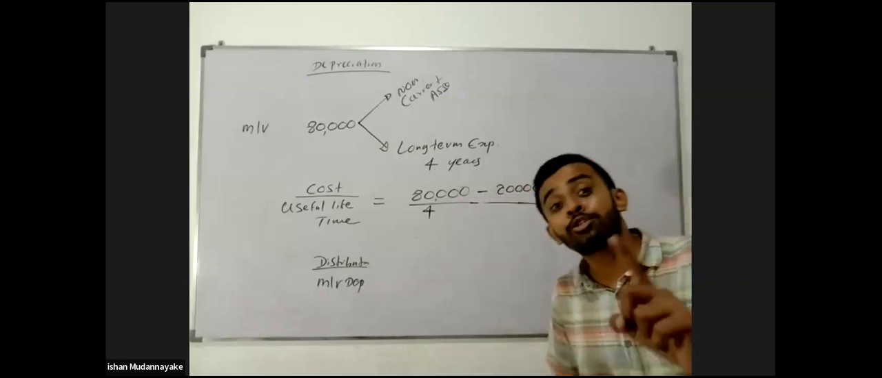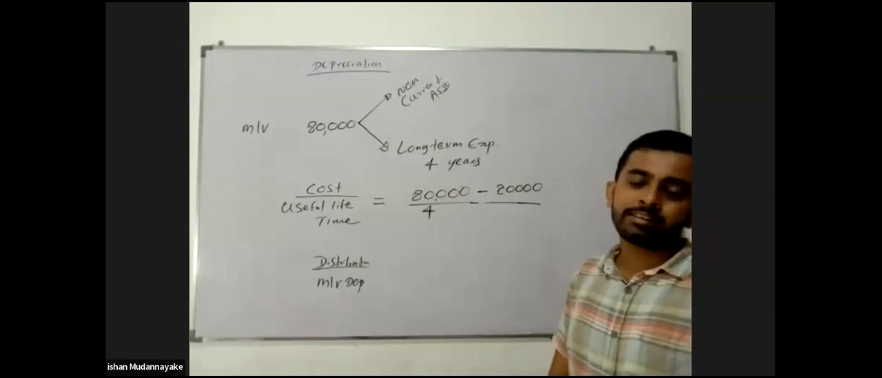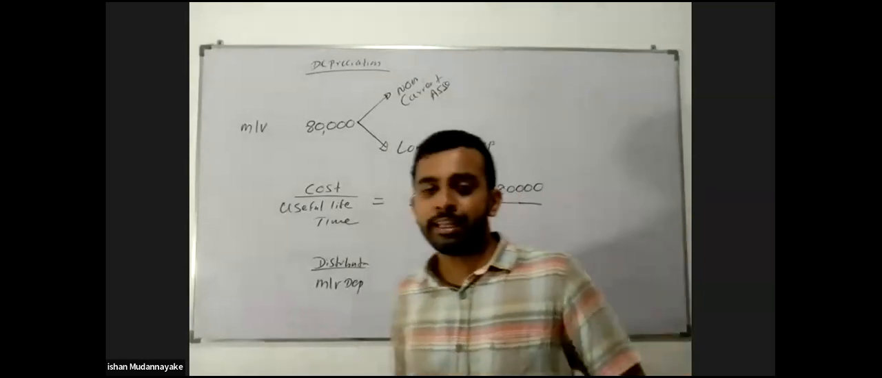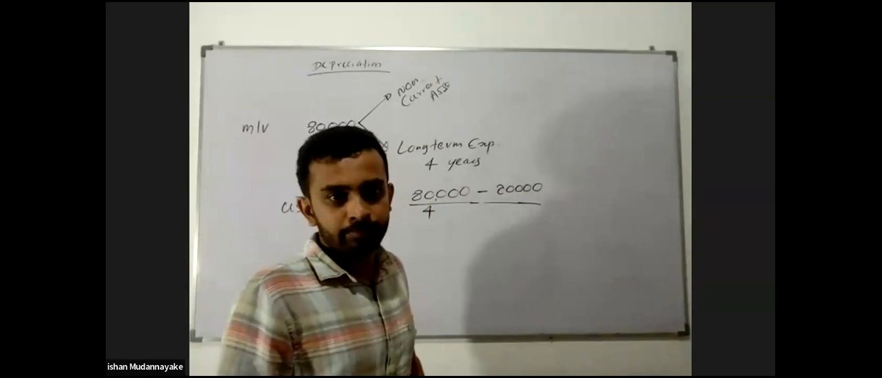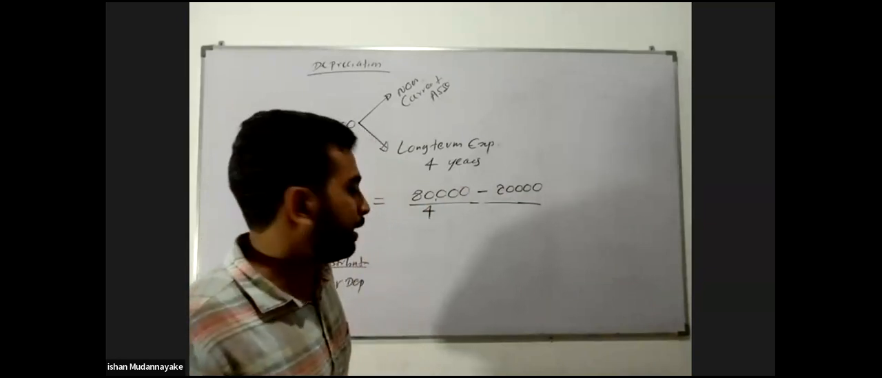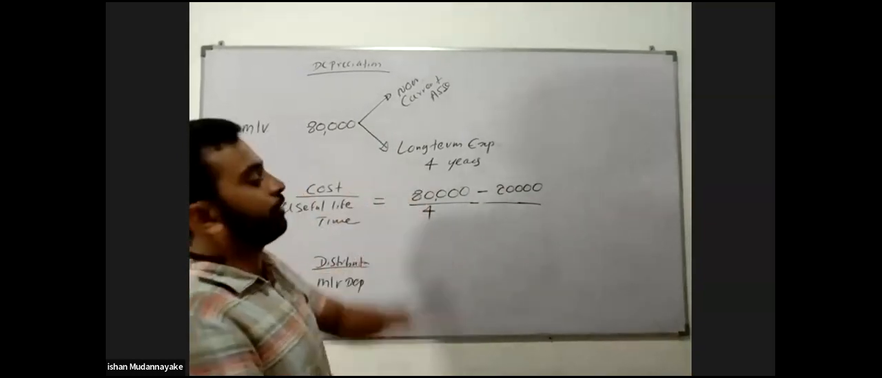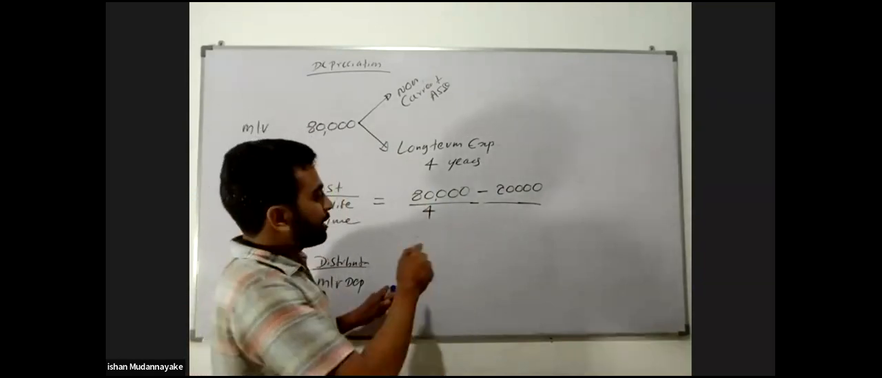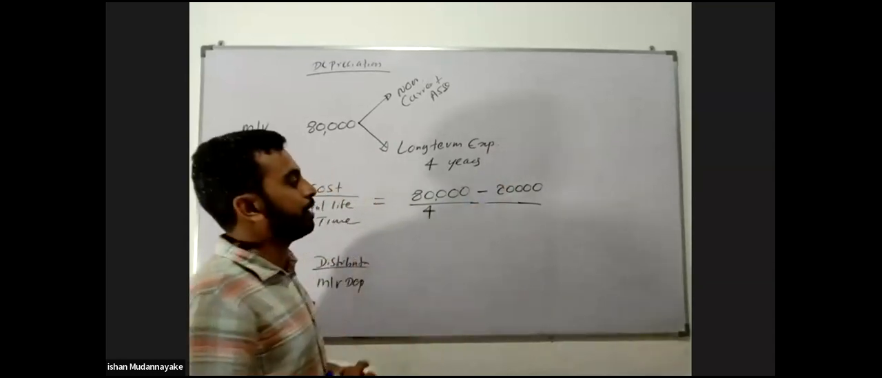Then the actual expense is how much? 60,000. Actual expense is 60,000. When you are calculating annual depreciation related to this motor vehicle, the actual expense is 60,000, then 60,000 divided by 4.